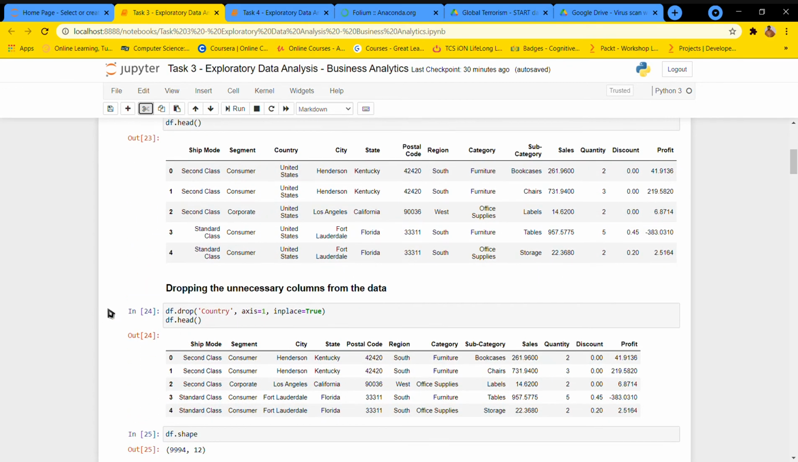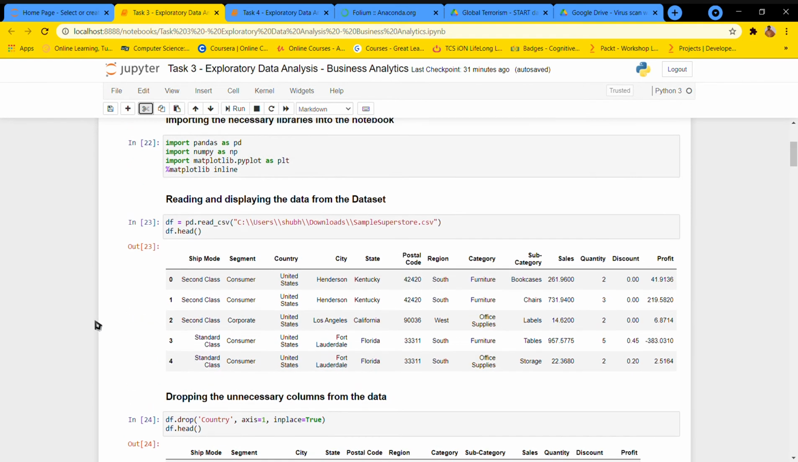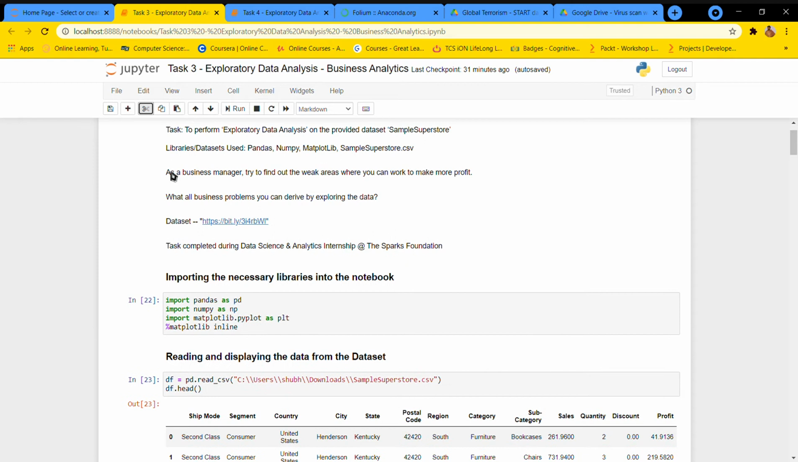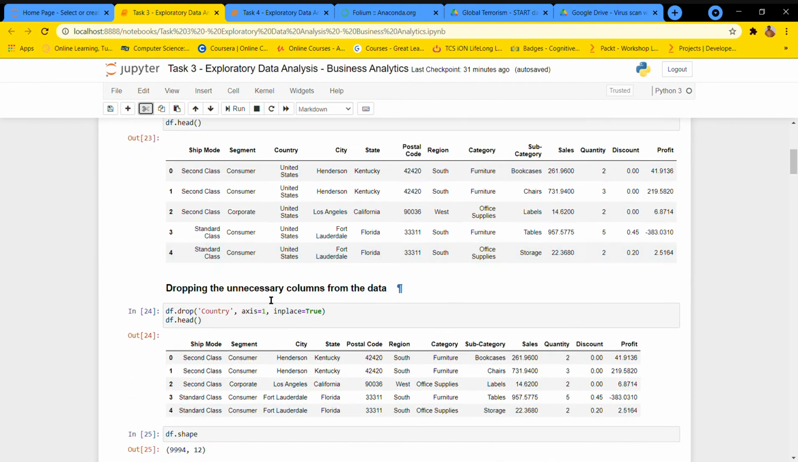Then I started dropping the unnecessary columns. The unnecessary columns are those which are not related to profit. As you can see in the problem statement, it is given that try to find out the weak areas where you can work to make more profit. So I just dropped all the columns which are not related to profit.